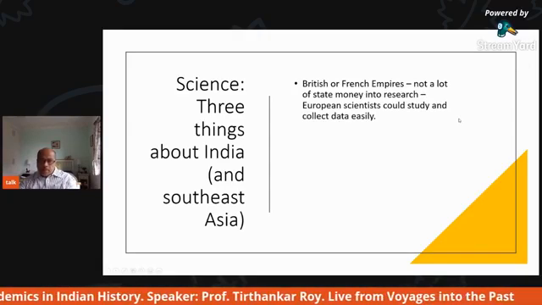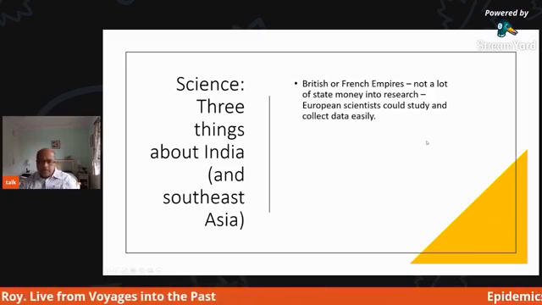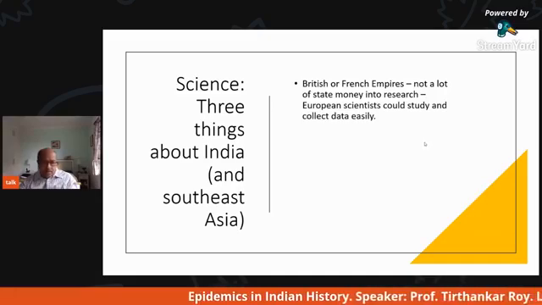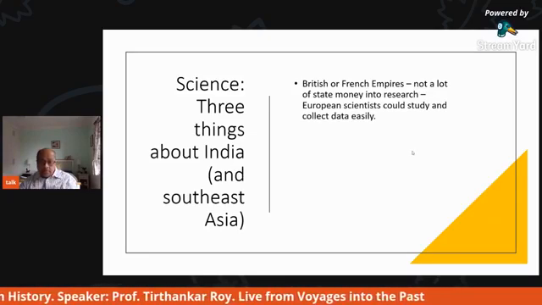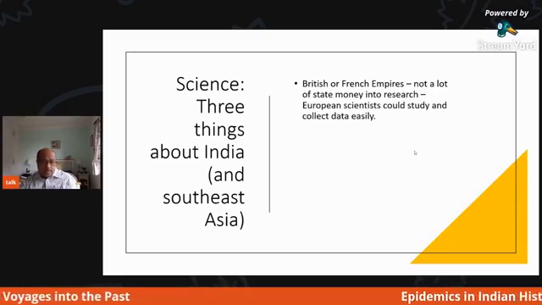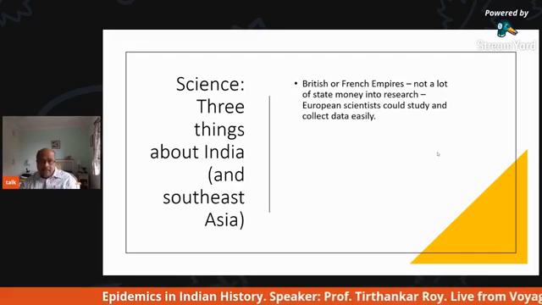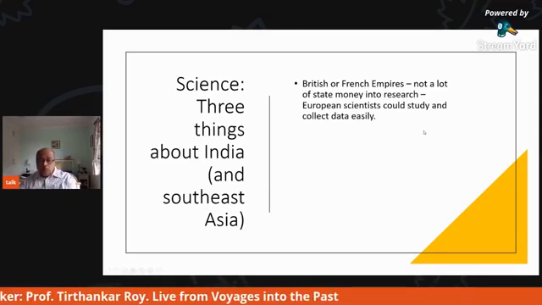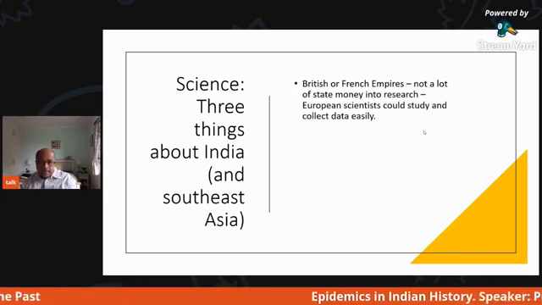The governments, especially the British or the French empires, which ruled much of Asia at that time, knew that this knowledge exists and that it could have some role to play in mitigating diseases in their domain, because many of these diseases were deadly in the tropical world. But they did not put a lot of money in research, because A, they didn't have a lot of money to spare, and B, because they didn't think that research was really worth supporting. However, what they could do is create a space where European scientists could migrate, come to work, and collect data more easily.